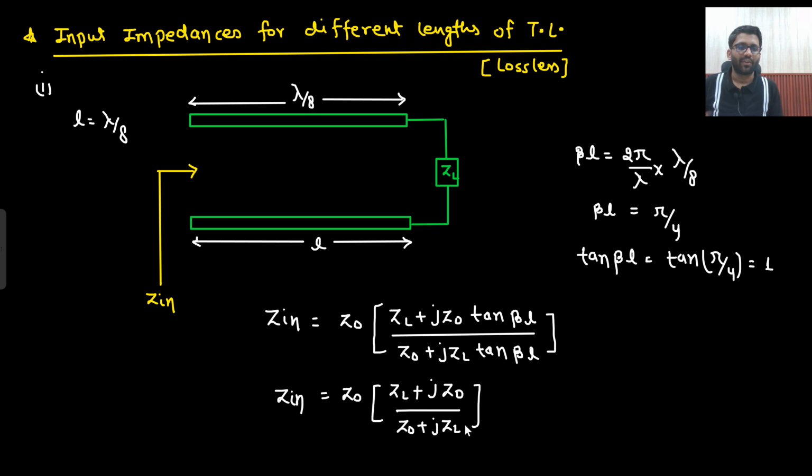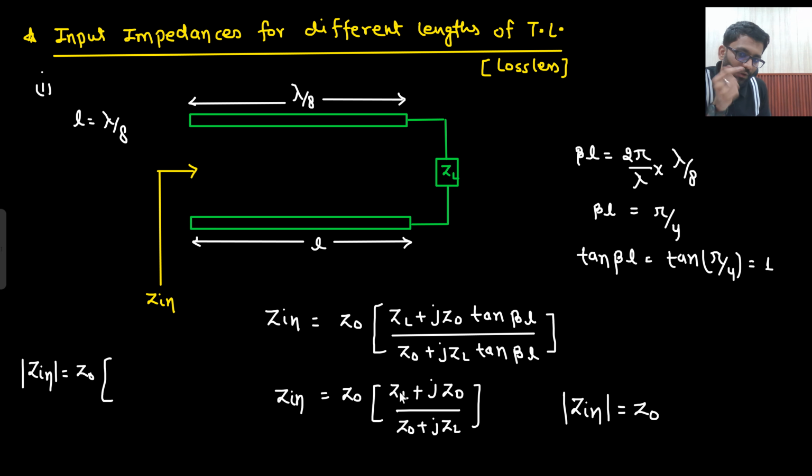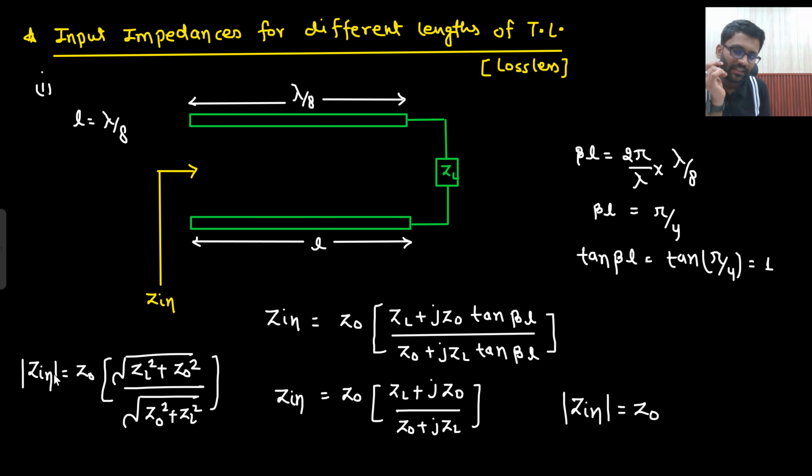Okay, you don't need to remember it. But one thing is there. If I take the magnitude, it is coming out to be Z naught only. Why is that so? What will be the magnitude of Z in? The magnitude of Z naught is Z naught only. The magnitude of ZL plus j Z naught is under root ZL square plus Z naught square. And the magnitude of Z0 plus j ZL is under root Z0 square plus ZL square. So this and this get cancelled. So magnitude of Z in is equal to Z0.